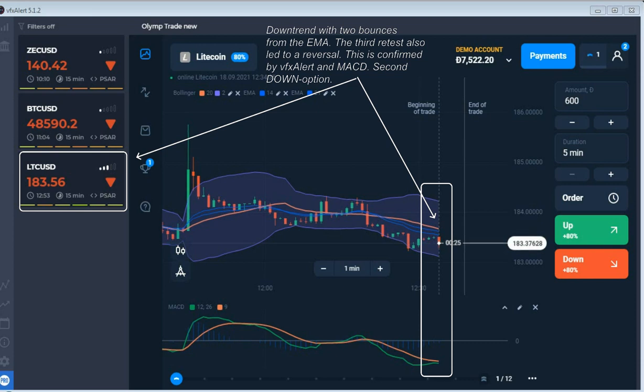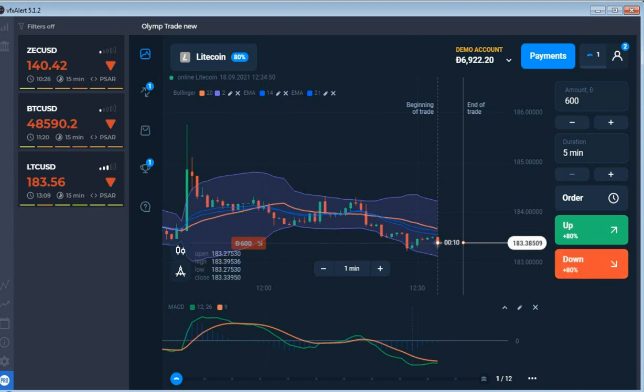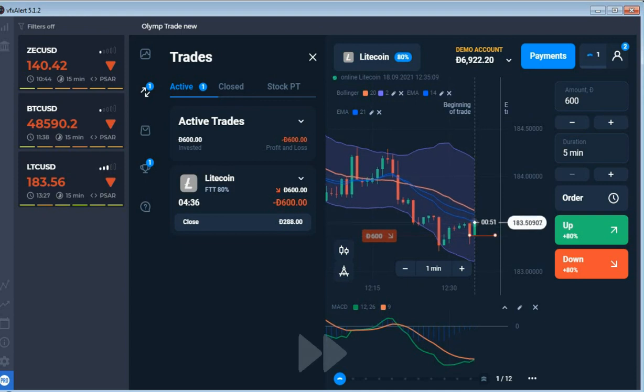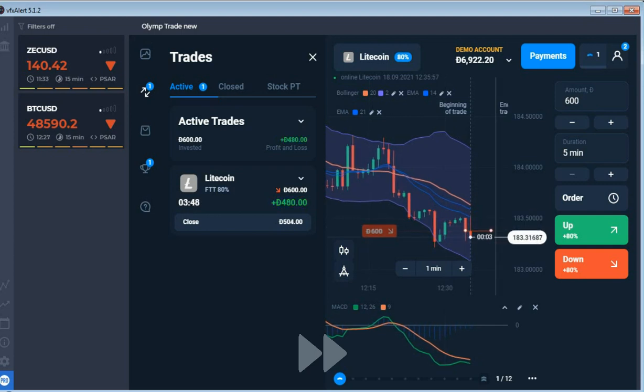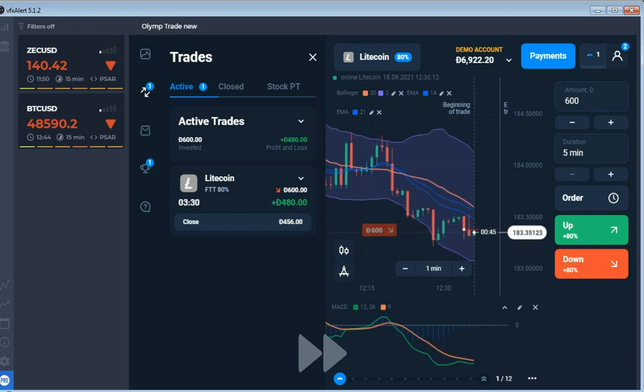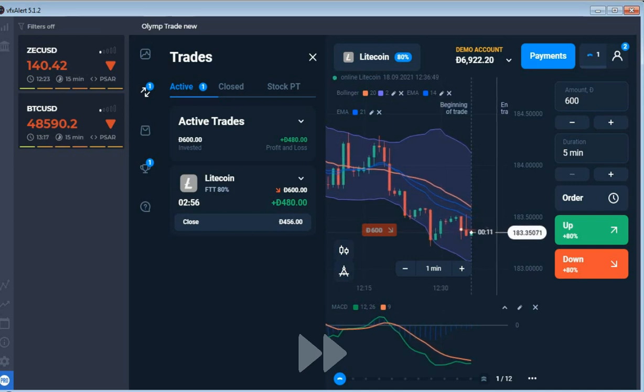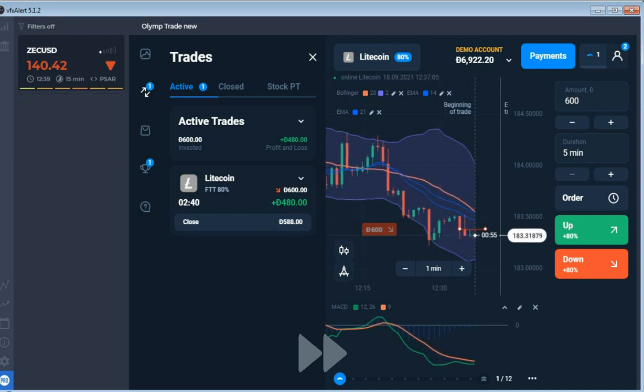Next, Litecoin. The downtrend continues for a long time. The third retest of the slow moving average is again unsuccessful. Oscillator and vfxalert show the second down option. The price has slowed down near the opening level. The trend of a long continuation potential for sellers is ending. The theory does not recommend opening on the third test, which is usually followed by a trend reversal.